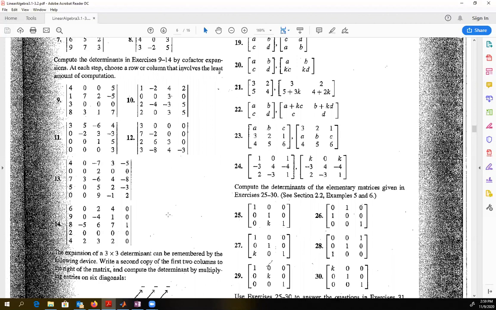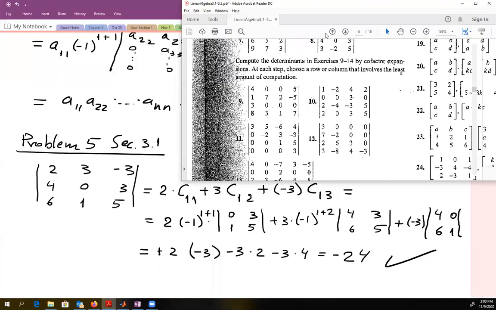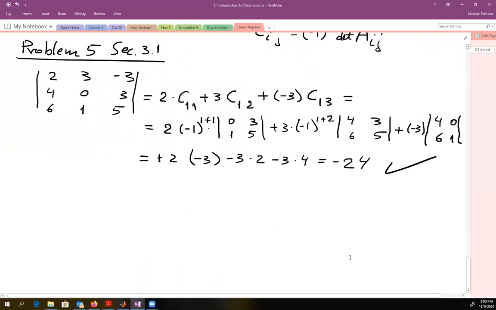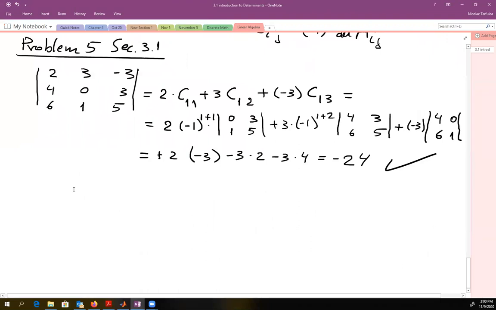So here we have to be smart about cofactor expansions and how to choose a column or row that involves the least amount of computation. Choose one of these from 9 to 14, whichever you want. 9. Okay, 9. So I'm going to write it here. So problem number 9, from the same section. Okay, so we have this determinant.